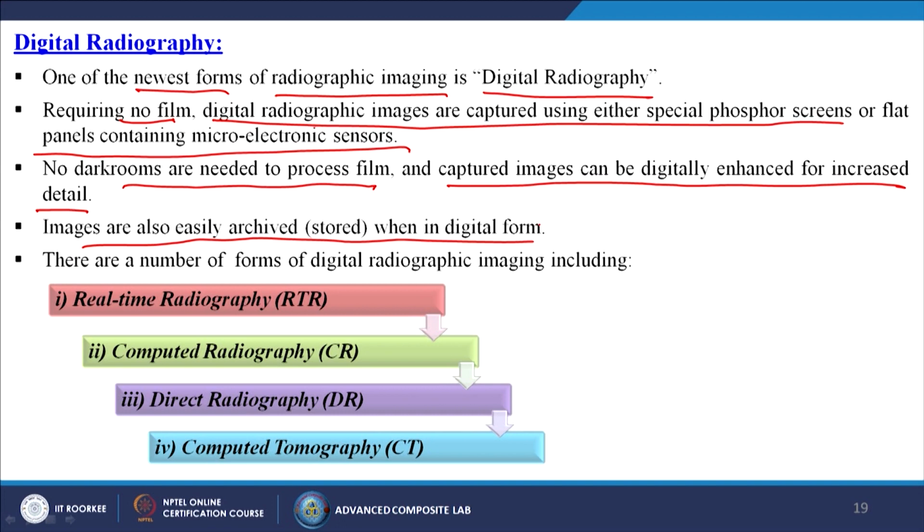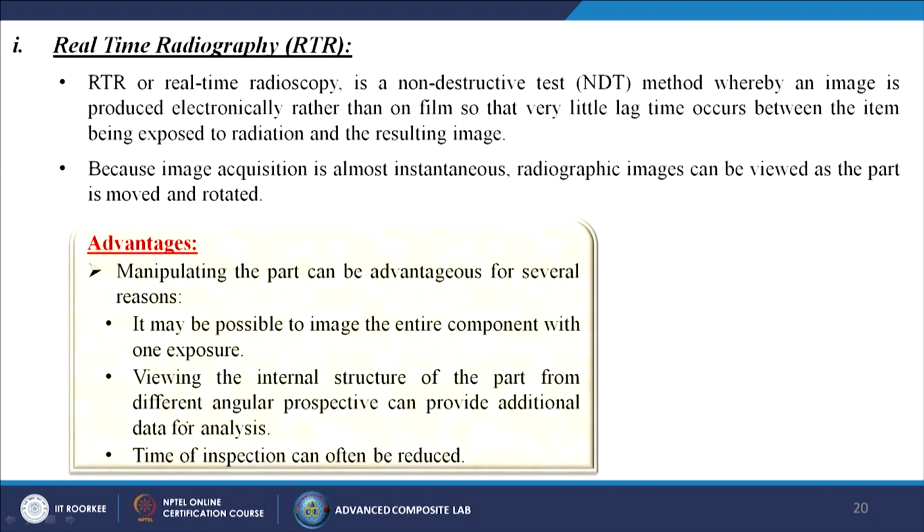There are a number of forms of digital radiographic imaging, including real time radiography or RTR, computed radiography or CR, direct radiography or DR, and the last one is called computed tomography, that is the CT. Now, first come to real time radiography.